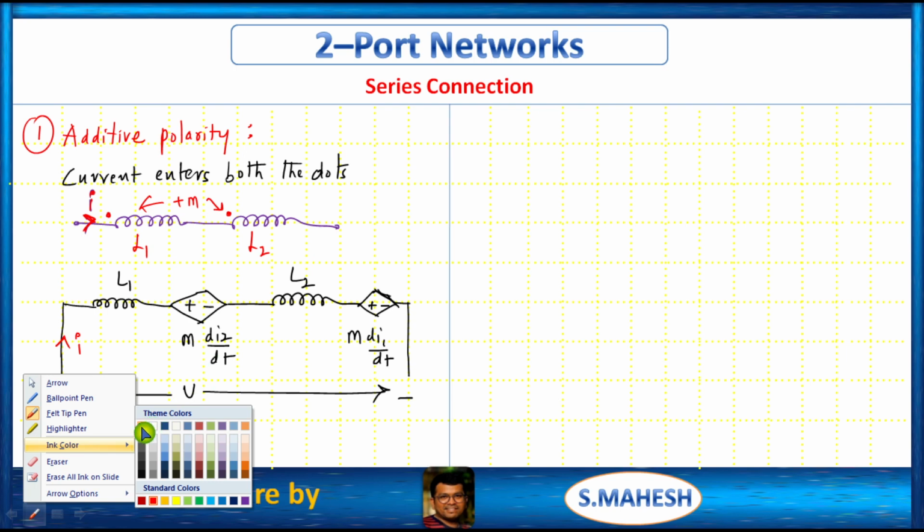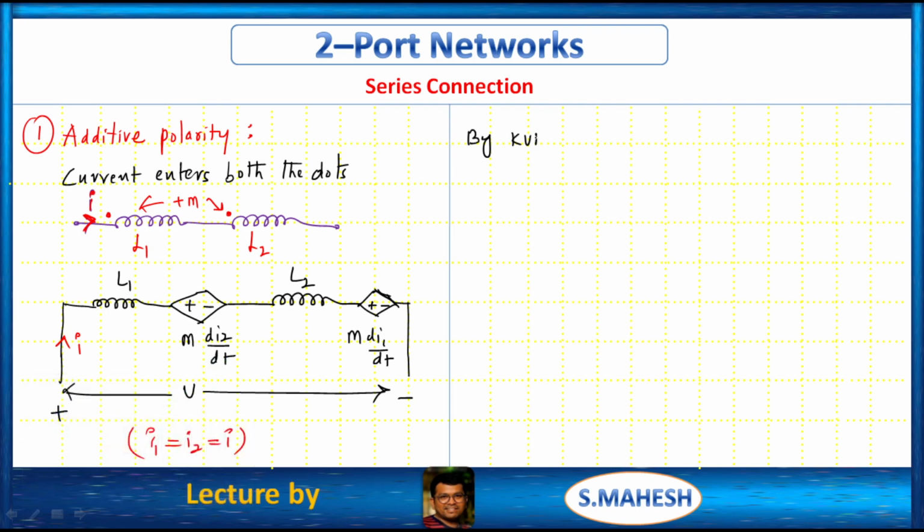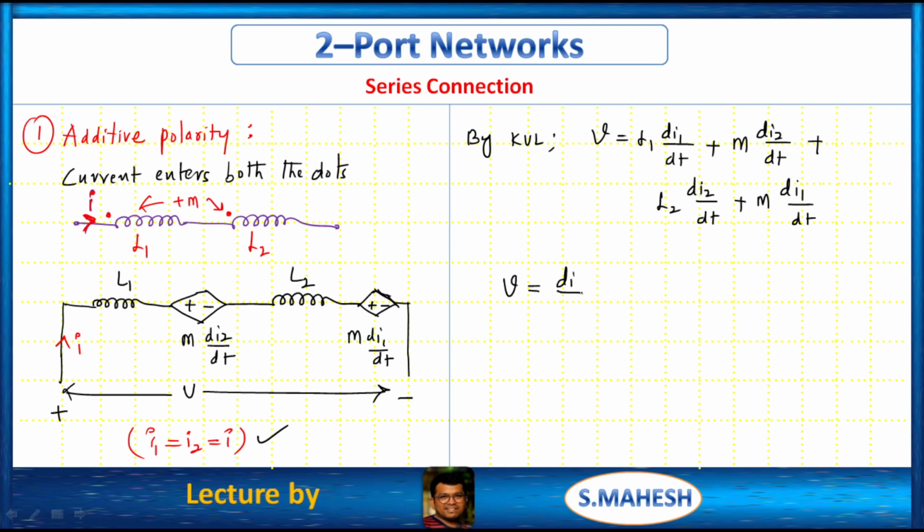Now we can start the analysis. By KVL we can write V is equal to L1 dI1 by dt plus M dI2 by dt. Sorry, this is M, right, this is M completed. From loop 2, because all are connected in series, there are no separate equations, plus L2 into dI2 by dt plus M into dI1 by dt. So I1 is equal to I2 is equal to I, right? Then di by dt gets common.